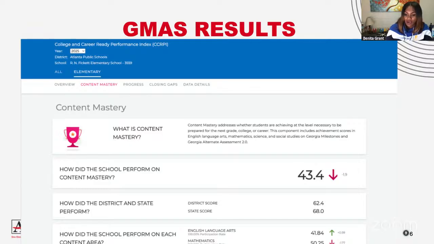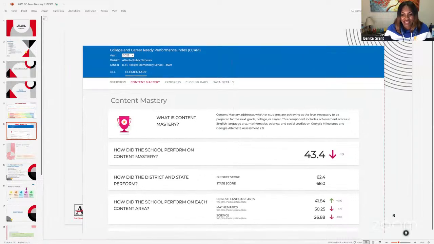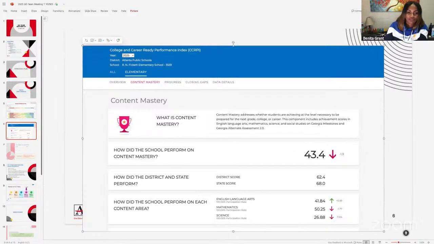ELA went up last year. So we went up in reading for content mastery by 0.99%. For math, we went down 1.77%. And then science, guys, we totally took a dip in science. So we have work to do. We have a lot of work to do. And I do believe, by just looking at our MAP data this year, we are definitely going in the right direction, and we're just continuing to do the work.